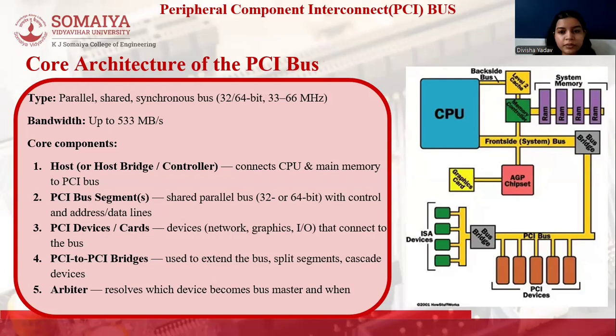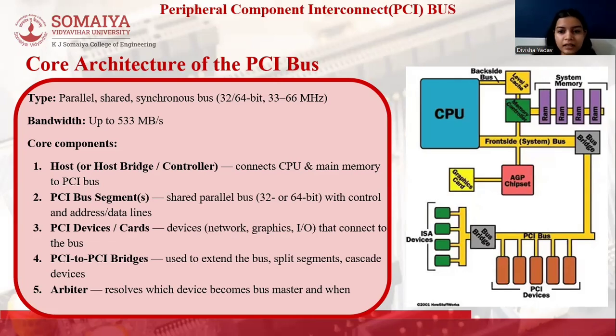Core architecture of PCI bus. The PCI bus architecture is designed to connect multiple high-speed components efficiently with the CPU and the memory. It consists of key parts, the first being the host bridge. It connects the CPU and the memory to the PCI bus segment, which is a shared pathway for communication.